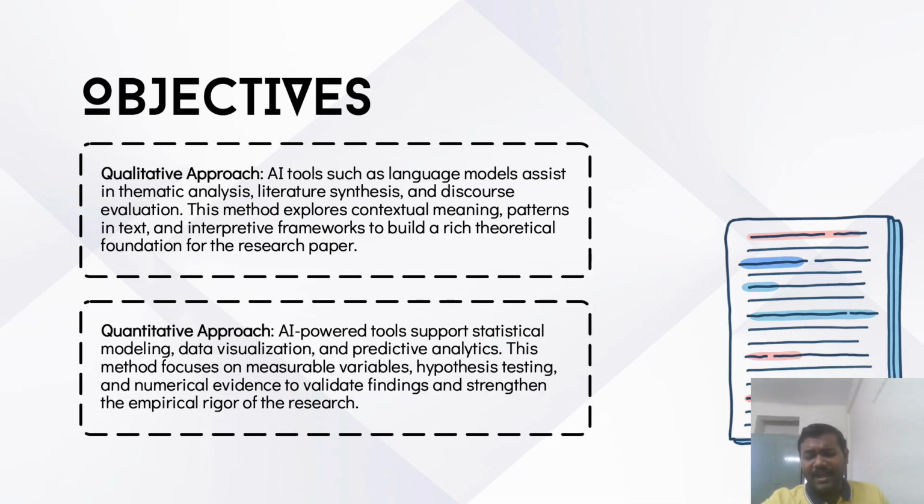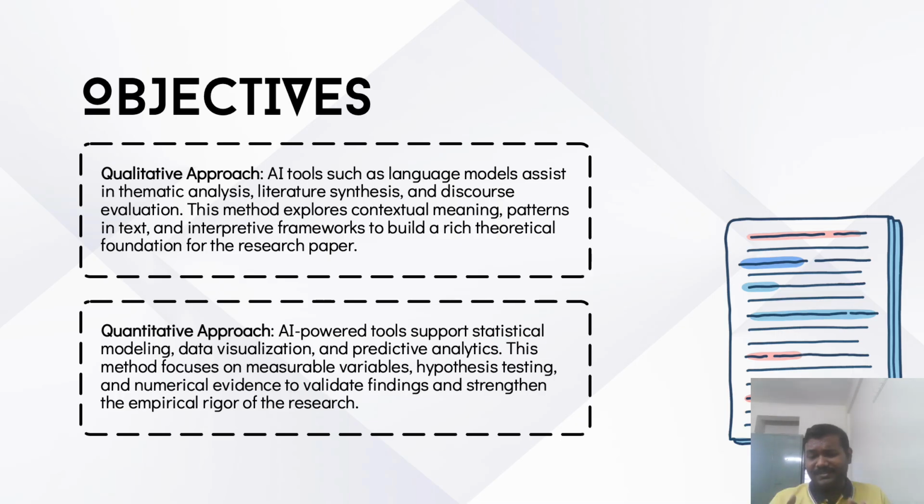Today AI can assist us in both approaches. In qualitative research, AI can help analyze interview transcripts, identify recurring themes, and organize textual information more efficiently. In quantitative research, AI can help us with statistical modeling, predictive analysis, data visualization, and pattern recognition. However, regardless of the approach, researchers must understand the underlying scientific principles. AI can assist with analysis, but it cannot replace methodological understanding.